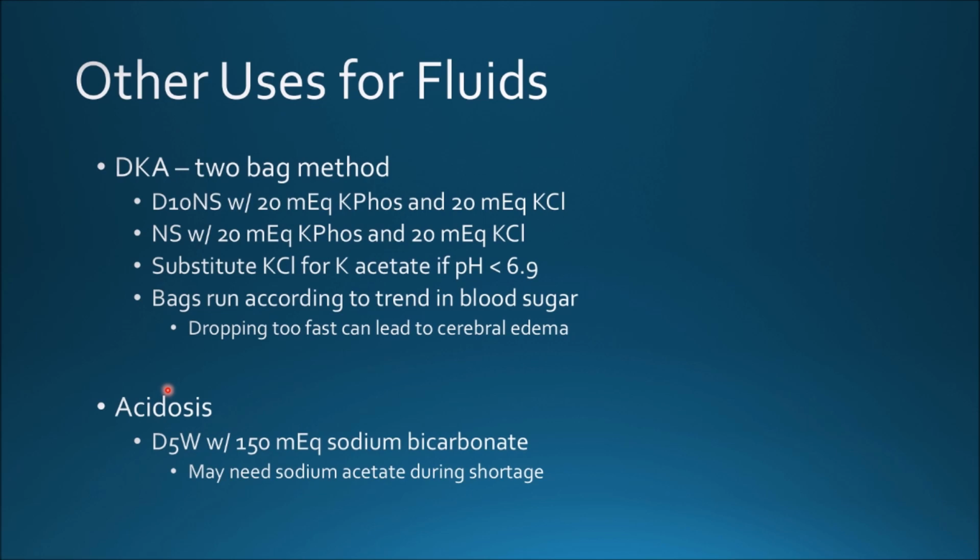But again, we want to make sure we're dropping their sugars down not too quickly, but still at a decent pace there. So you give them insulin, but you're also going to be giving them D10. And it seems kind of oxymoronic though, right? You're like, I'm giving them insulin, why am I giving them dextrose? You have to, because you don't want to make them drop too quickly. Anyway, what you can do though is have a bag of D10 with 20 of K-phos and 20 of KCl.